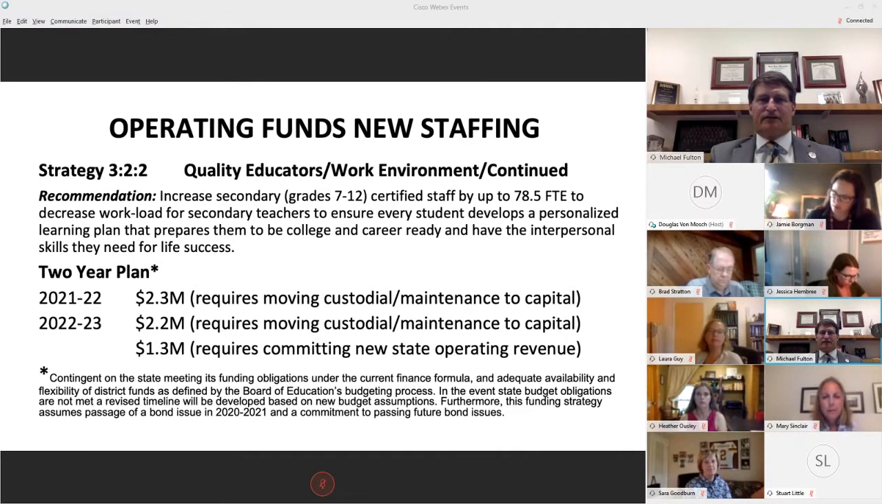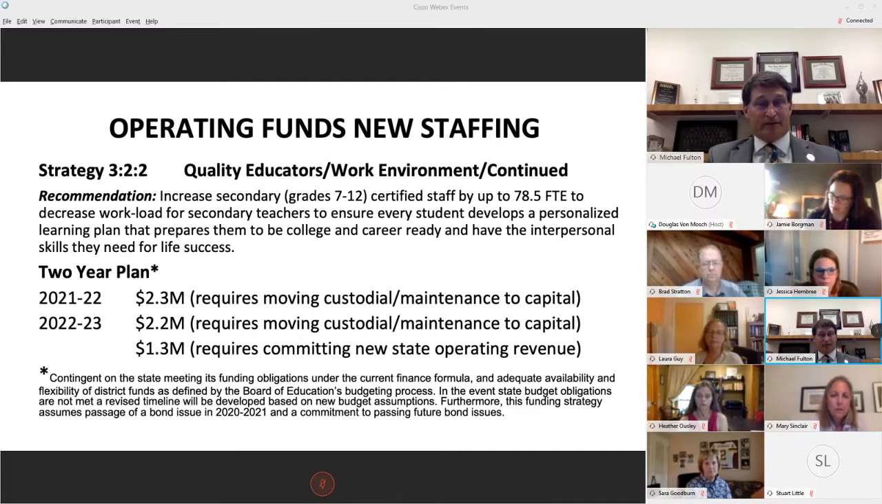In doing a reduced workload for secondary teachers, the challenge has always been to find a way to fund reduced workload in ways that were fiscally sustainable. The approach that we are proposing uses the judicious and thoughtful strategy of moving up to $4.5 million of additional dollars in custodial salaries into capital outlay over a 2-year period to ensure that we can fund this priority.